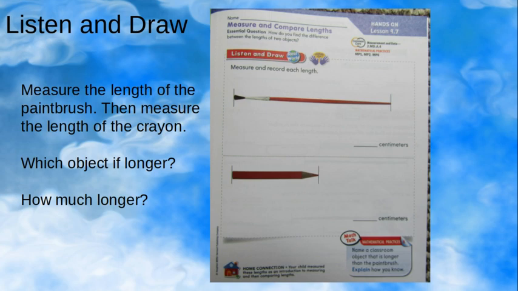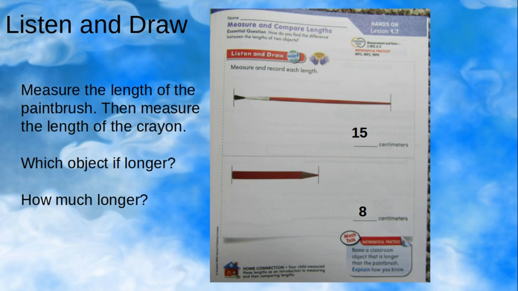The first thing it says to do in our listen and draw section is to measure the length of the paintbrush, then measure the length of the crayon. Go ahead and take a moment, make sure you're using the centimeter side of your ruler, and measure both of those objects. You should have gotten 15 centimeters for the paintbrush and 8 centimeters for the crayon.